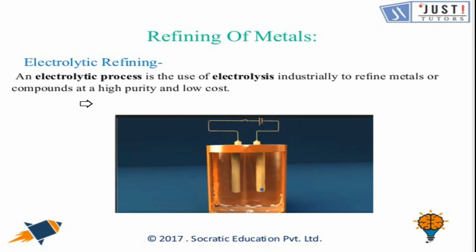The impure metal is made the anode, and a thin strip of pure metal is made the cathode, and a solution of the metal salt is used as an electrolyte.